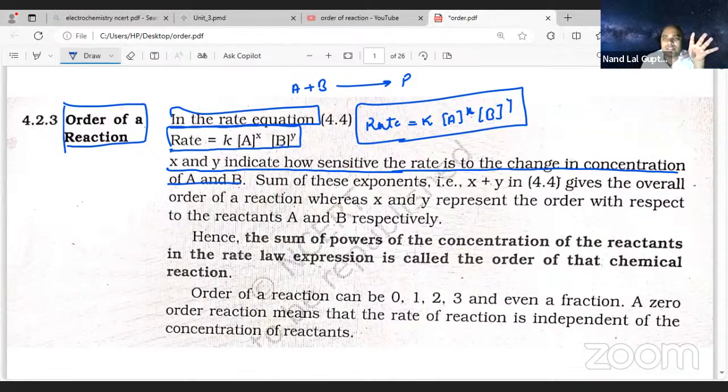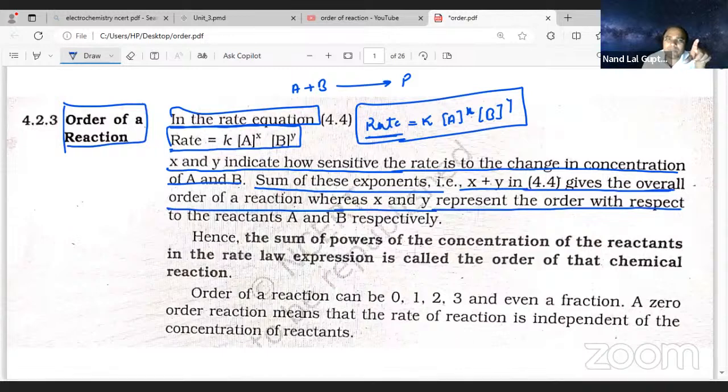So if you are changing the power x and y, it will determine the rate; the rate will increase more. Now try to understand: the sum of these exponents, x plus y in equation 4.1, gives the overall order of reaction, whereas x and y represent the order with respect to the reactants A and B.